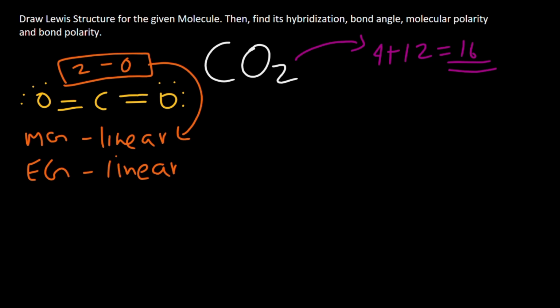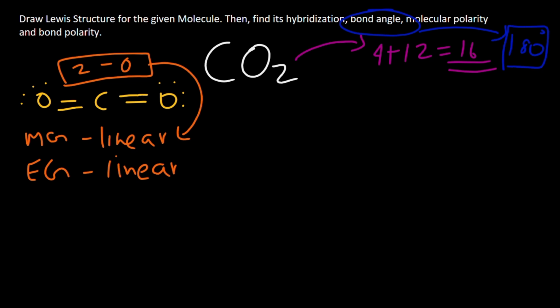So what that tells us about our bond angle is that our bond angle is going to be somewhere around, let me write that. Here's the bond angle, right? Our bond angle is going to be a straight 180 degrees. No less, it's just going to be a straight 180 degrees, right? That's our bond angle. Okay, we found our bond angle.